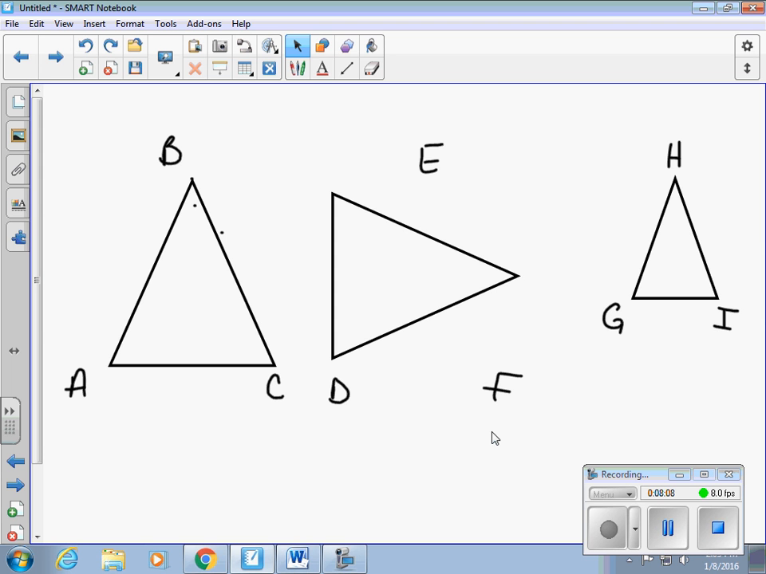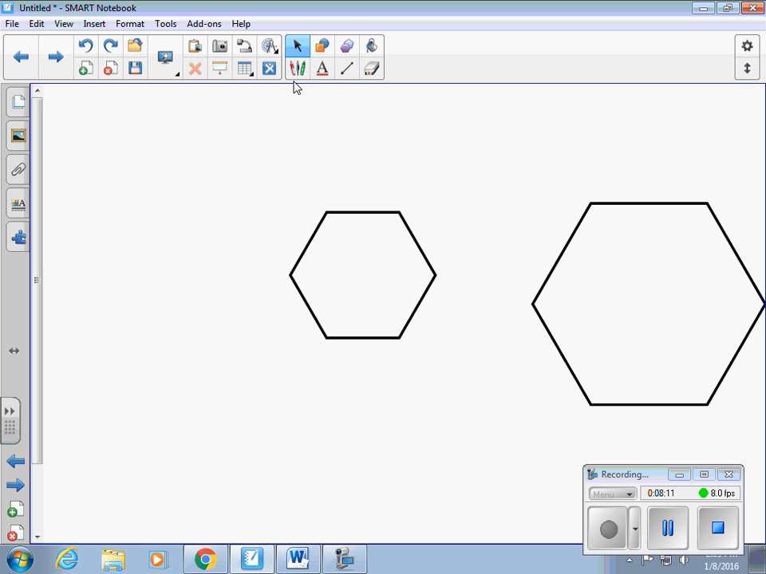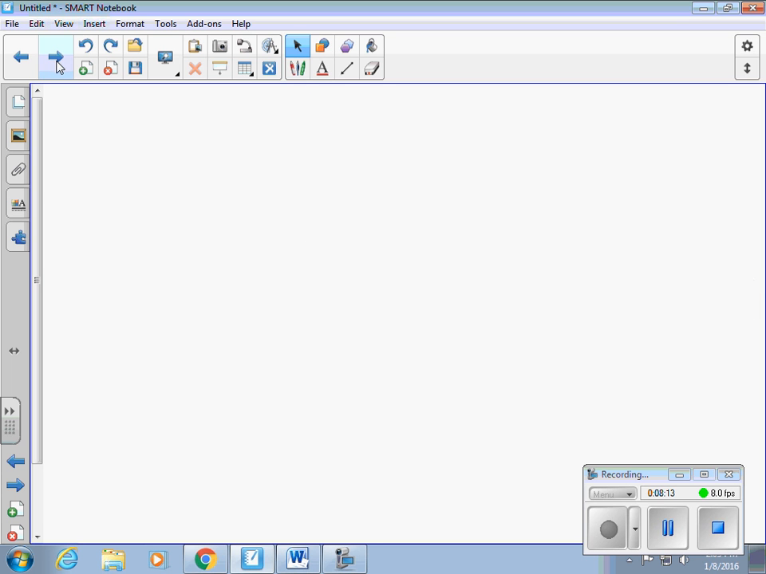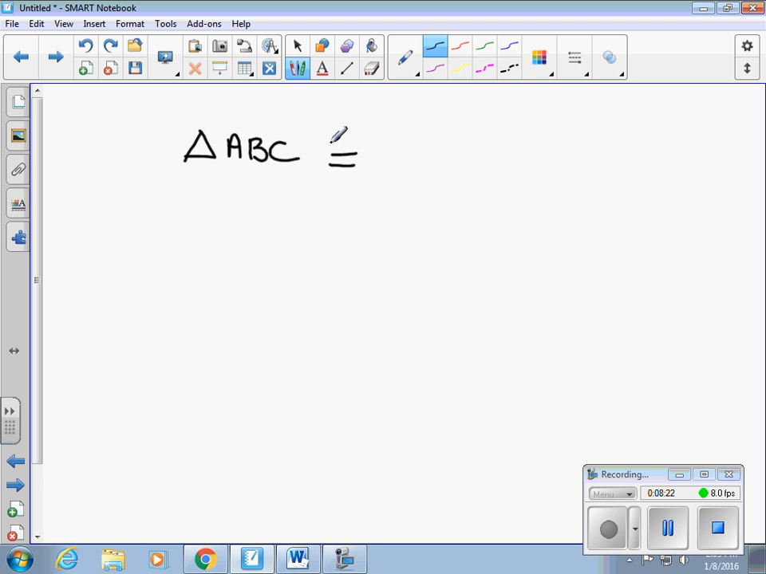Okay? Now, if they tell us that triangle ABC is congruent to triangle DEF, it doesn't matter if I can see those triangles or not right now. I know I have a triangle and it's labeled ABC. And I have another triangle and it's labeled DEF.